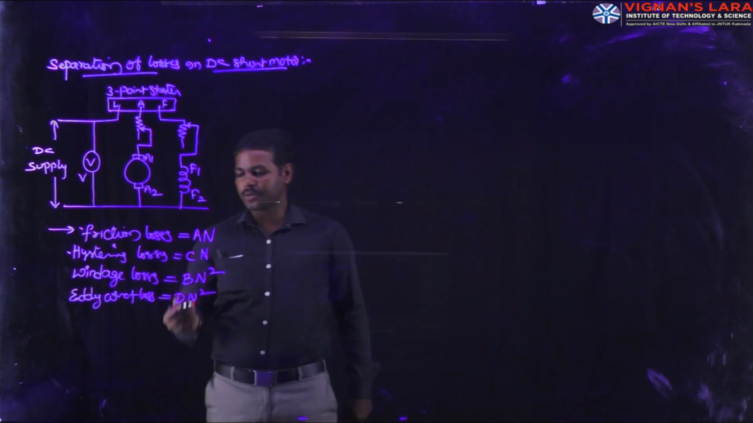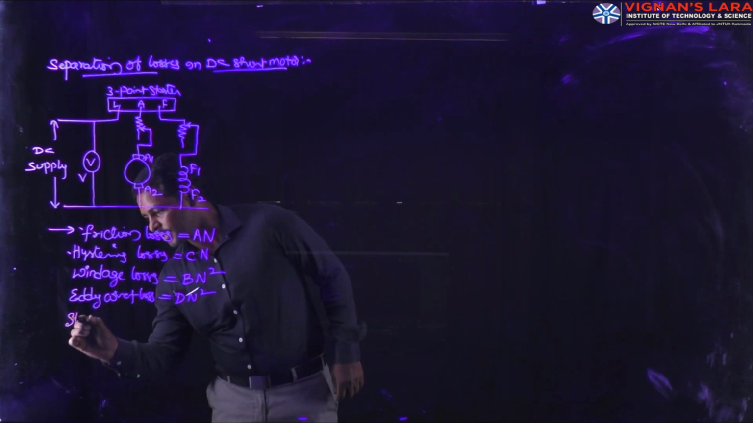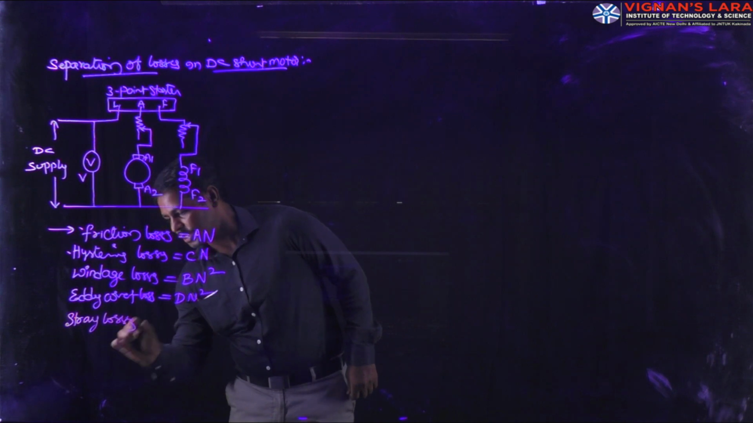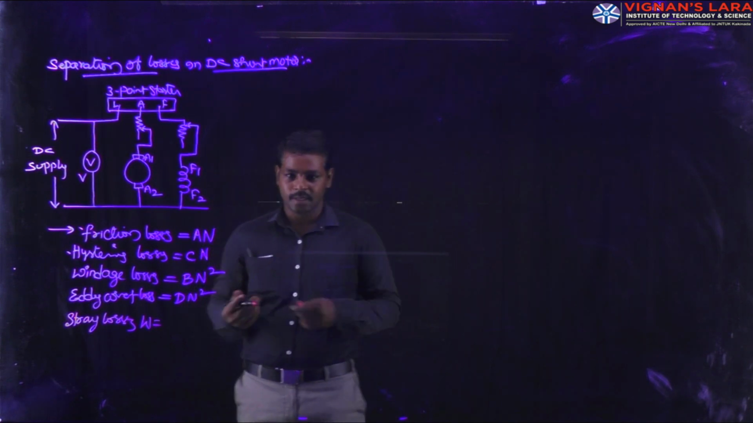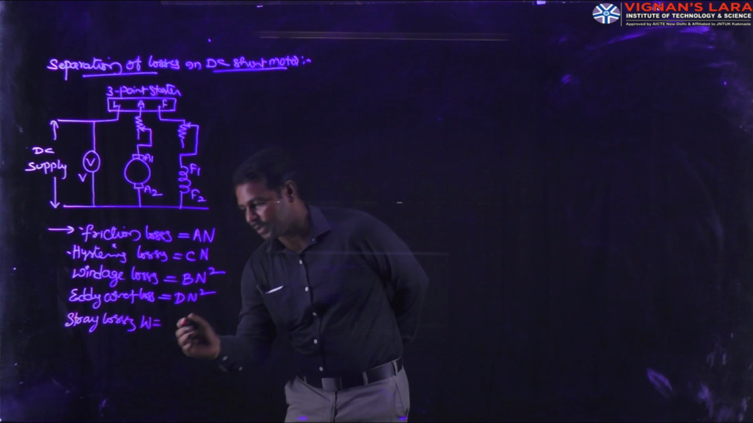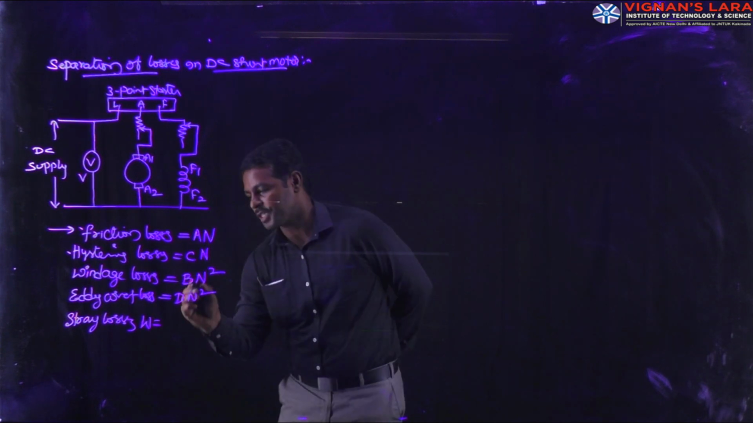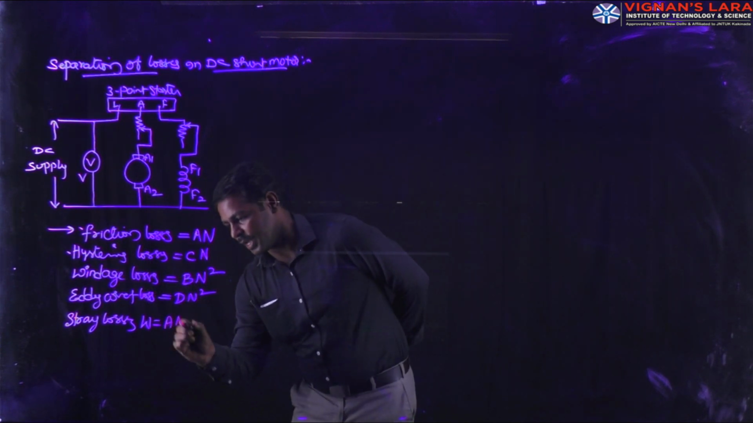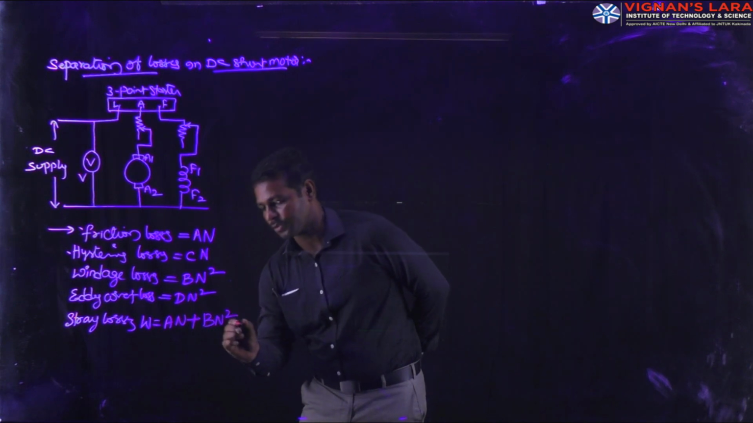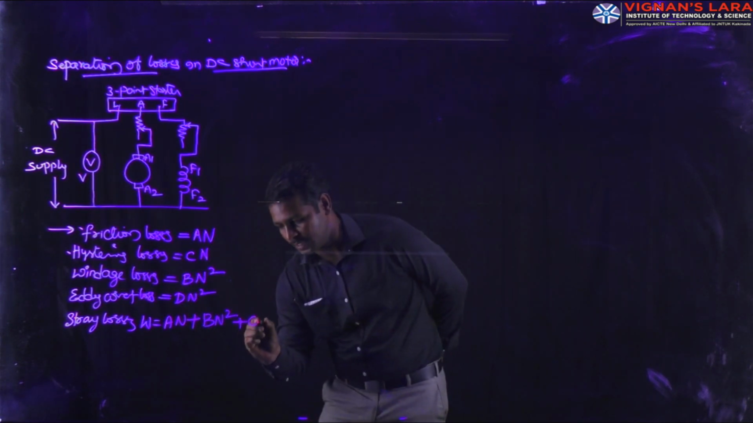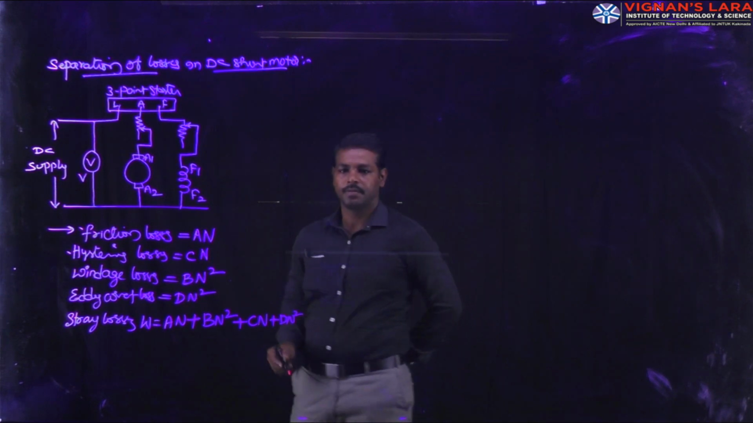In this we can separate both the losses. Stray losses are always denoted by W. W is equal to the summation of iron losses as well as mechanical losses, which is equal to A plus C. For mechanical losses, A into N for friction, and windage losses B into N square, plus hysteresis losses C into N, plus the fourth one, eddy current losses, D into N square.